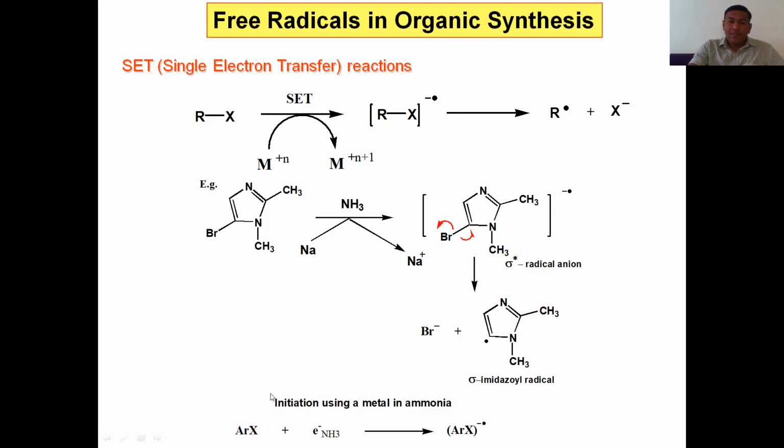So in such a reaction, which is a single electron transfer reaction, the initiation uses a metal in ammonia, and the example is aromatic halide or aliphatic halide. Then there is electron transfer from the ammonia, and what you will get is this one. So this is another generation of radicals, the single electron transfer reaction.